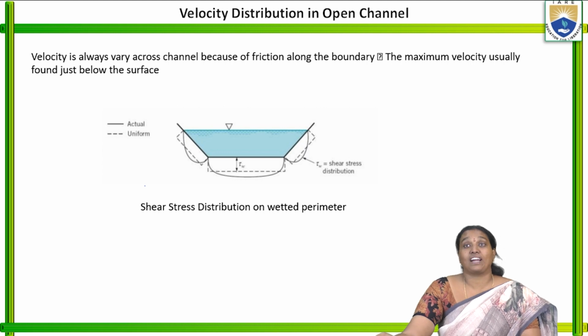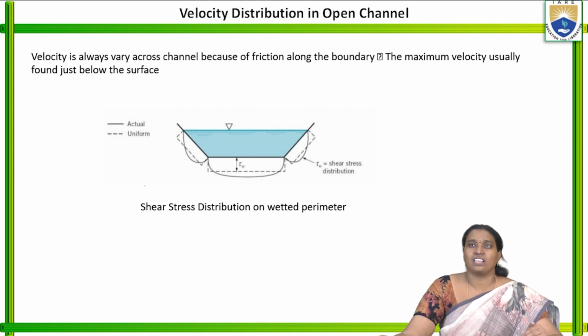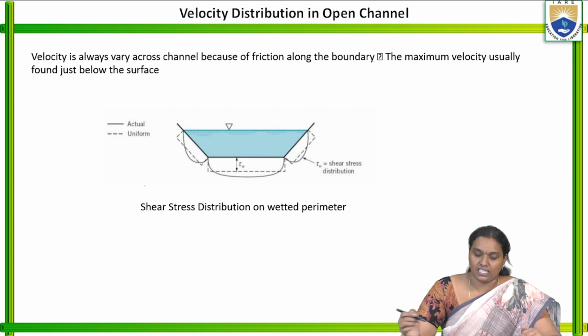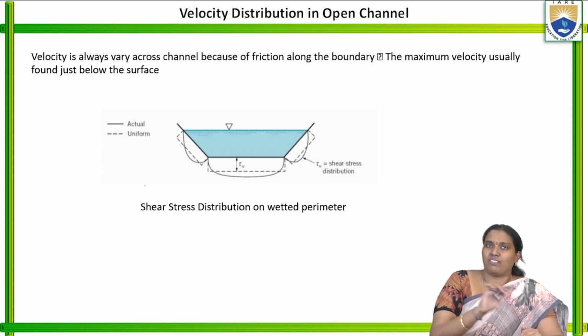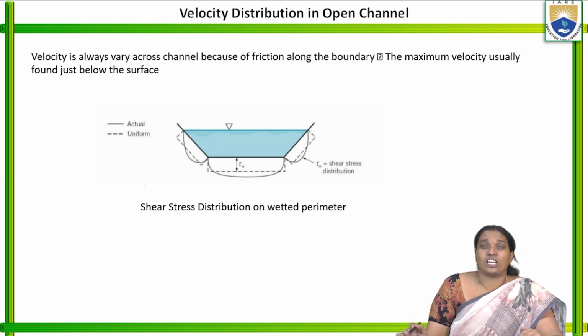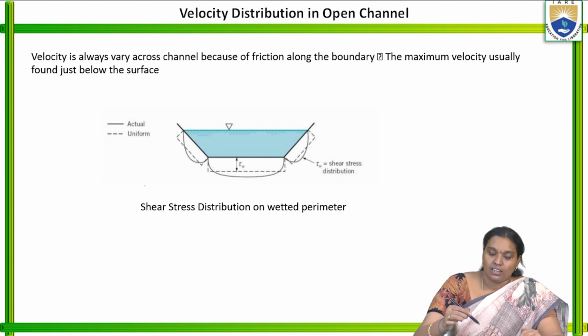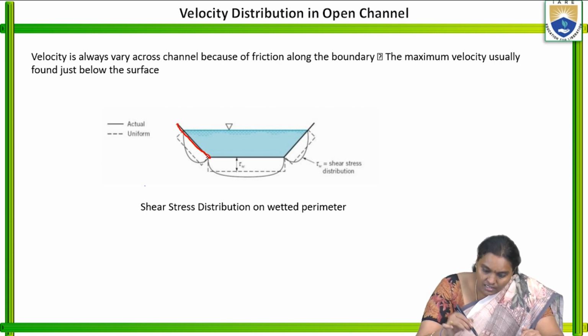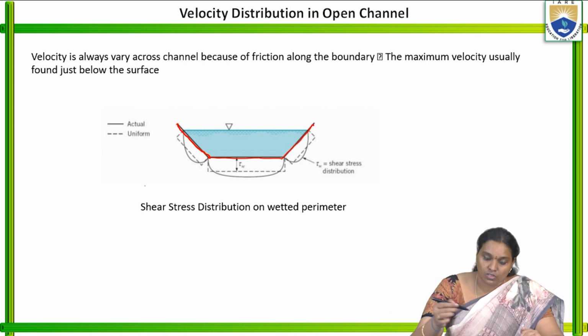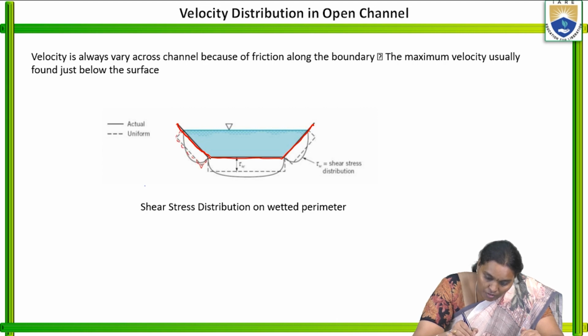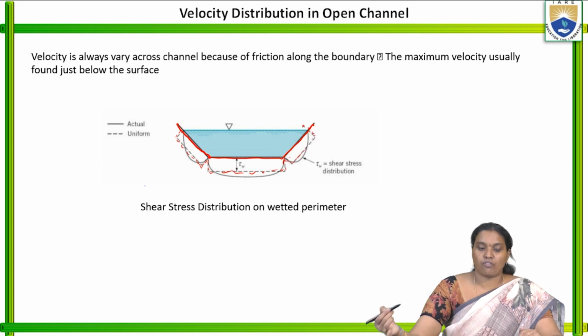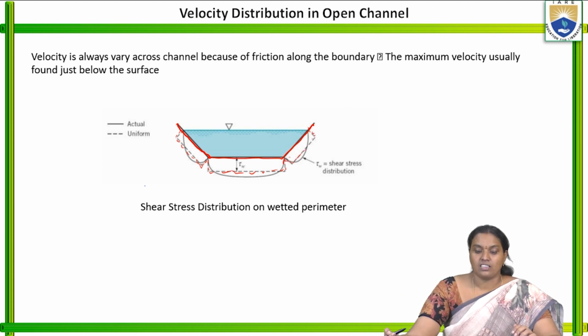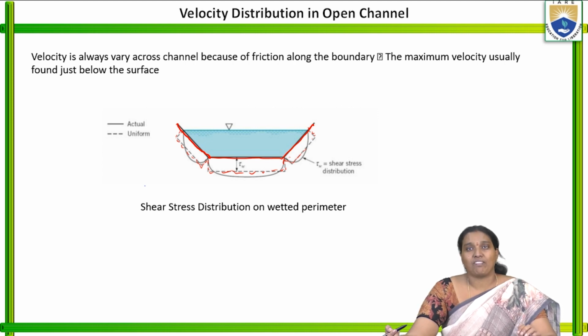This is the velocity distribution through the cross section. Shear stress distribution on the wetted perimeter is also considered. The previous one is the velocity distribution, and this is the shear distribution. In this shear distribution, the dark line shows the actual, and the dotted line shows the uniform shear distribution. Like this, the shear distribution is done along the wetted perimeter.